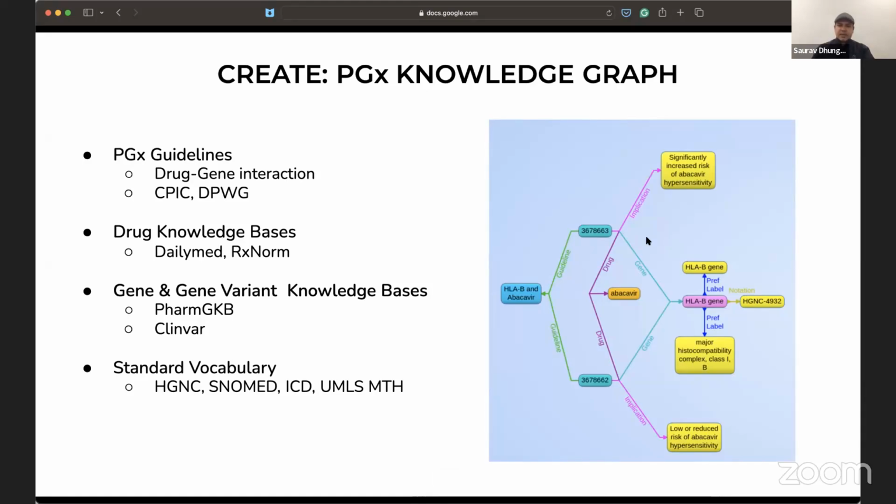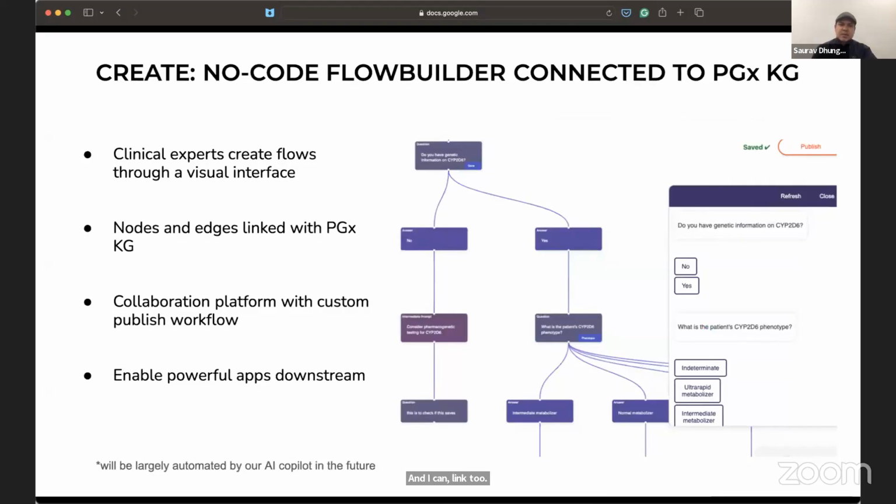And another component of the create function is the flow builder or the no-code tool, which we built to encode expert knowledge and the decision-making process as flows or state machines. The interface itself allows linking related pharmacogenomic concepts from our UMLS-based knowledge graph. So the flow is already enriched with knowledge of the pharmacogenomic concepts, which can be really useful for search and AI applications downstream, which I'm going to talk about a little bit later.